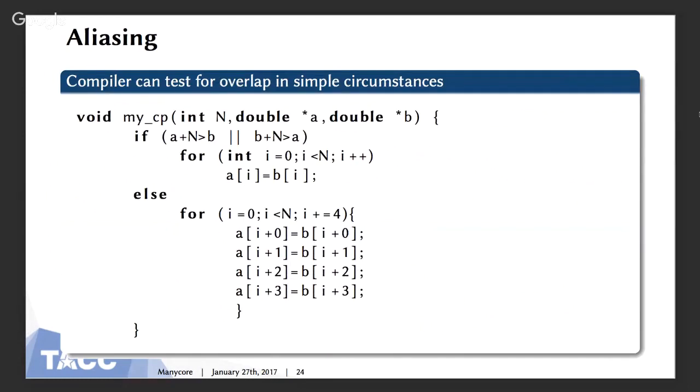But the compiler will actually, for a simple case like this, test for overlap at runtime. So you can think of it as making two different branches, something like an if-else statement shown here. The top one, the if part, is: if these arrays overlap in any way, do not vectorize this, perform it sequentially. If, however, they do not overlap in any way, then we'll unroll the loop and vectorize it, and it'll be great.